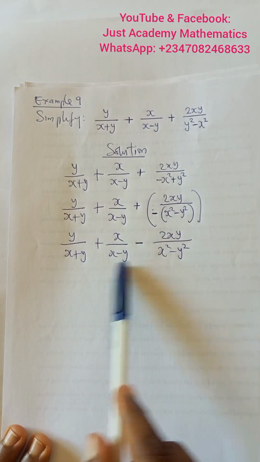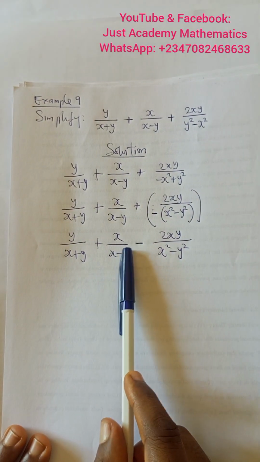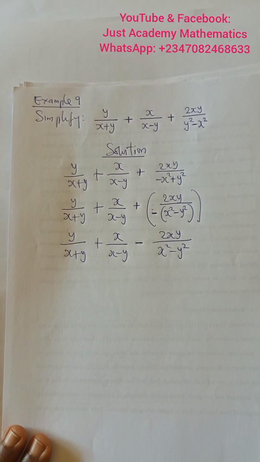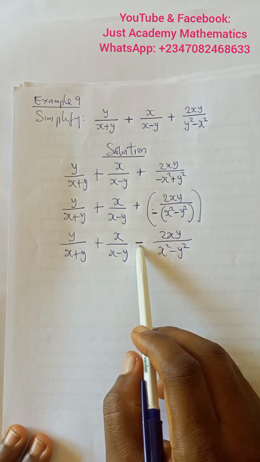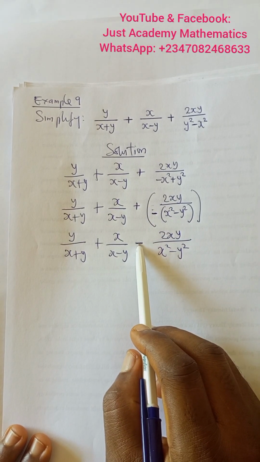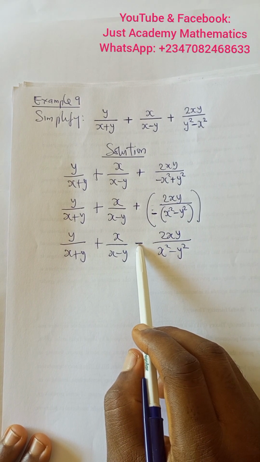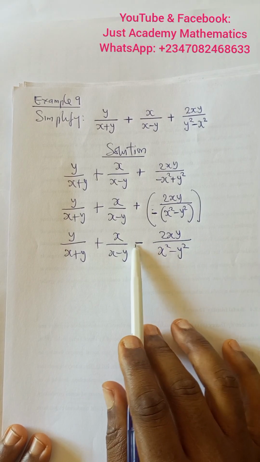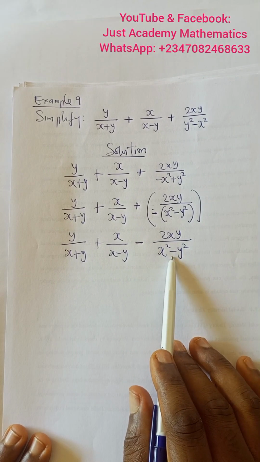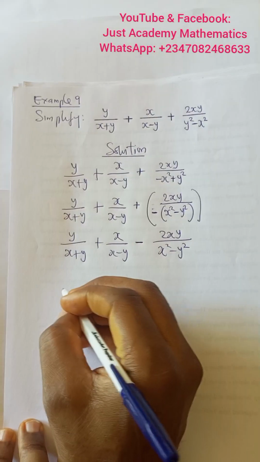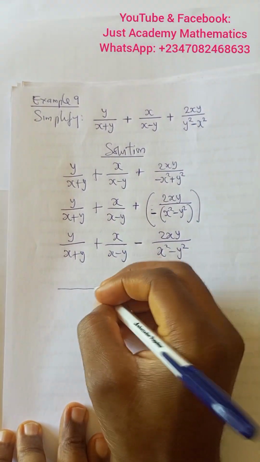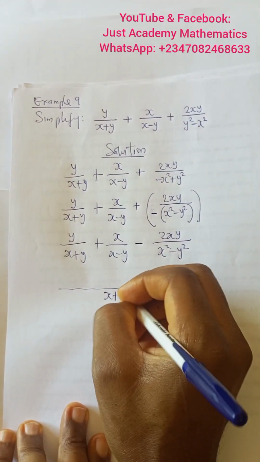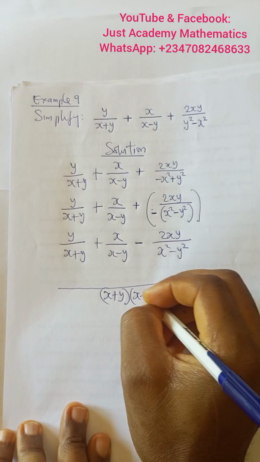But I would have just written this from here straight to this place, but I'm still showing you. So it's practice. Now, notice that the minus is here now. This minus is the right thing that should be here. Notice that this is now difference of two squares. So the LCM of these three now means x plus y, x minus y.